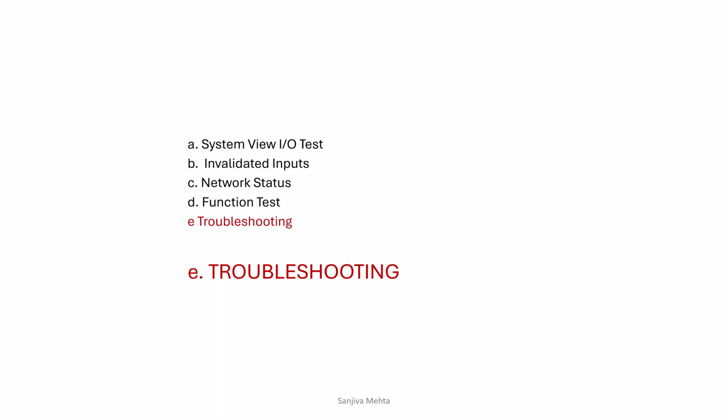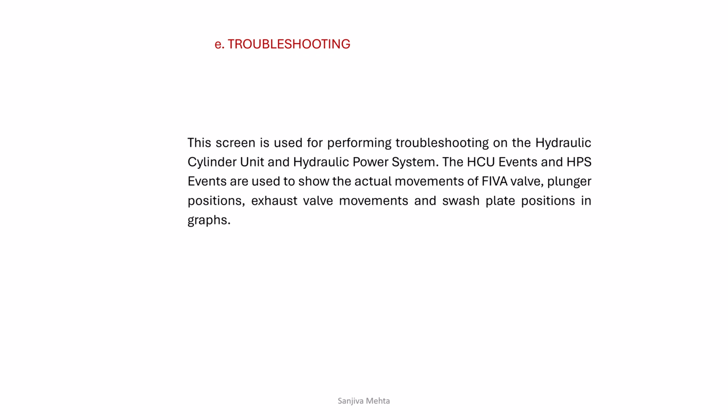Troubleshooting. This screen is used for performing troubleshooting on the hydraulic cylinder unit, SCU, and hydraulic power system. It has HCU events. These are also not on every ship; many ships have them, many ships do not. HPS events are used to show the actual movement of the fuel valve, plunger position, exhaust valve movement, and swash plate position in a graph. What is the meaning of HCU event?